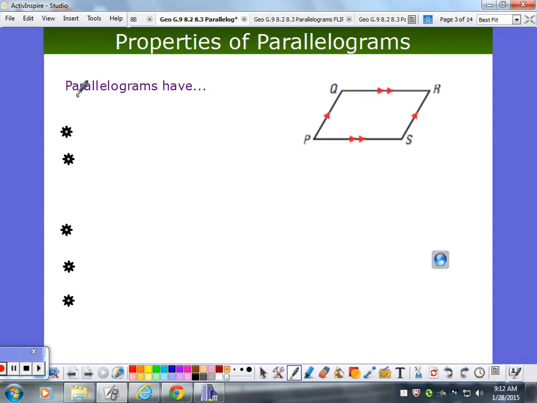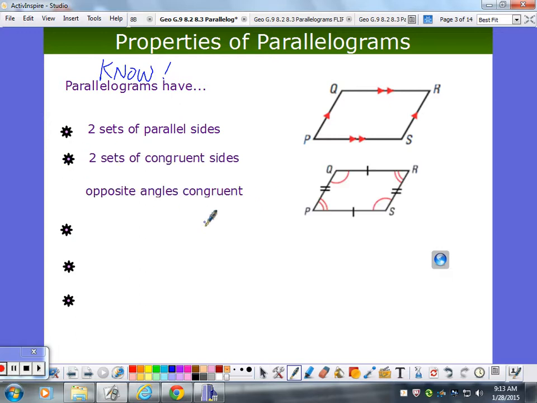Okay. So here are some of the characteristics of parallelograms that you just have to know. What are some of them? Two sets of parallel sides, that's the definition. That's easy. What else do you have to know? Two sets of congruent sides. So not only are the sides parallel, this is congruent to that one, and this side is congruent to that one. Opposite sides are congruent, and opposite angles are congruent. Have to know this. They're parallel, they're congruent, opposite angles congruent.